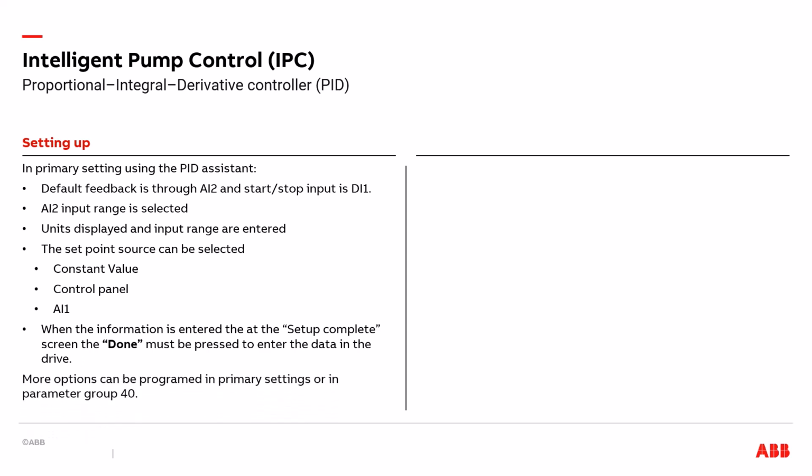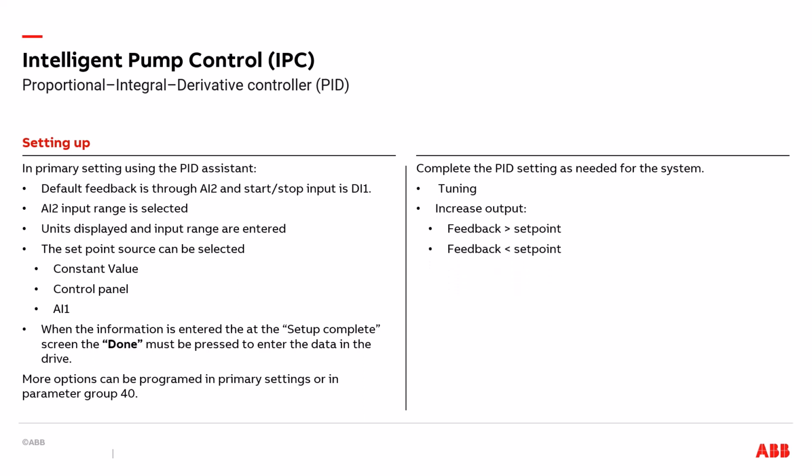More options can be programmed in primary settings or in primary group 40. Complete the PID settings as needed for the system. You can do tuning, increase the output for feedback greater than set point or feedback less than set point. In our case, we're using pressure, so when the pressure drops and the feedback is below the set point, we want the drives to increase speed, so we want to increase the output when feedback is less than set point.